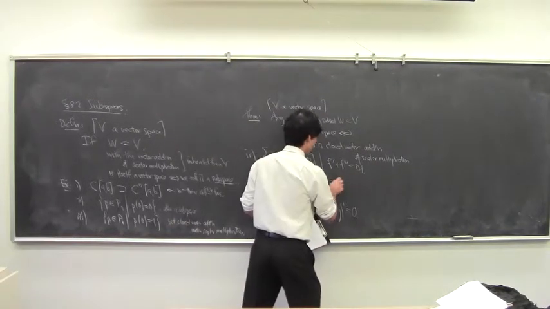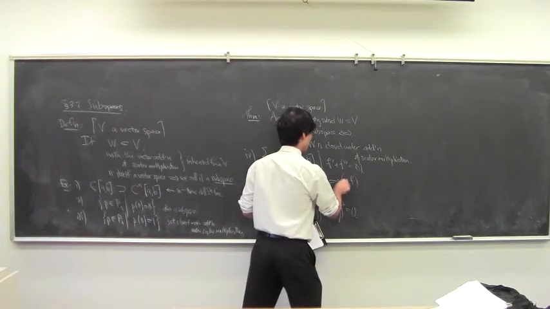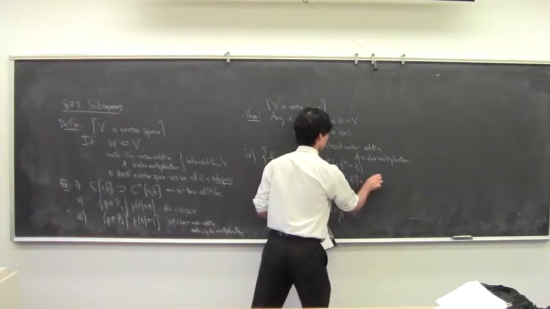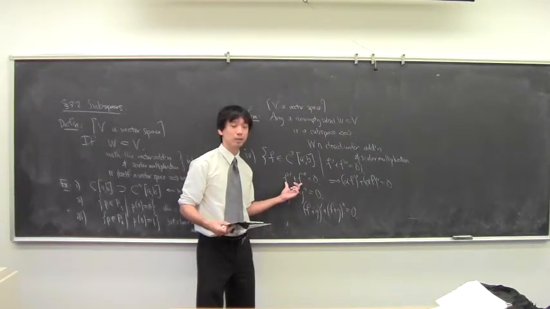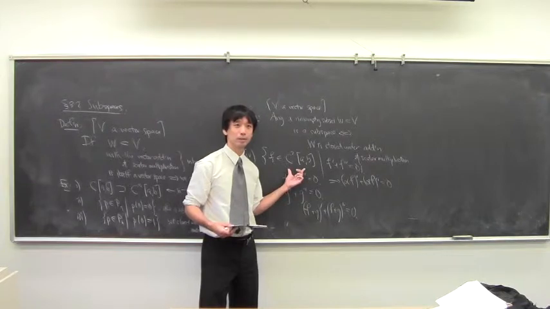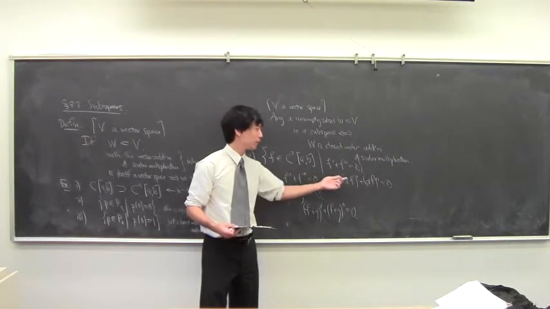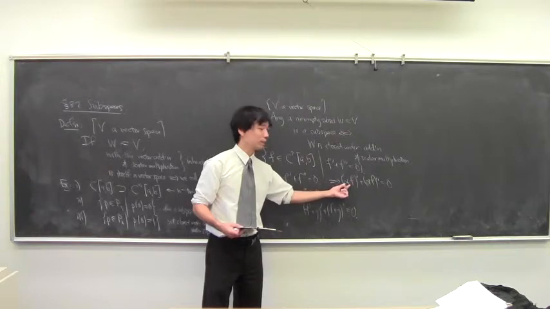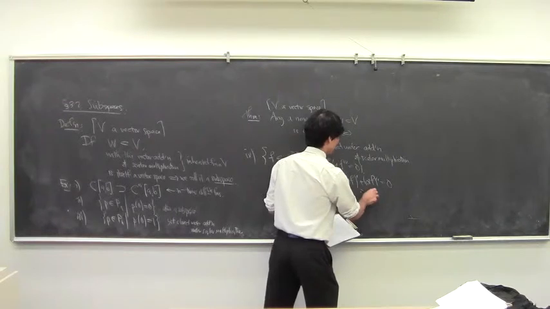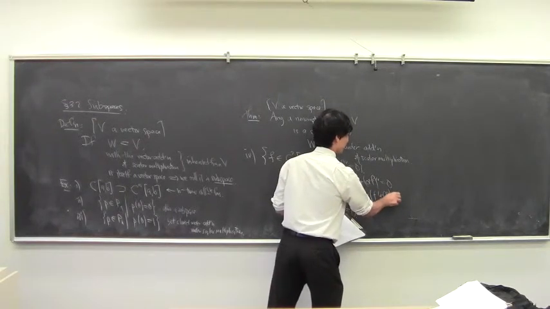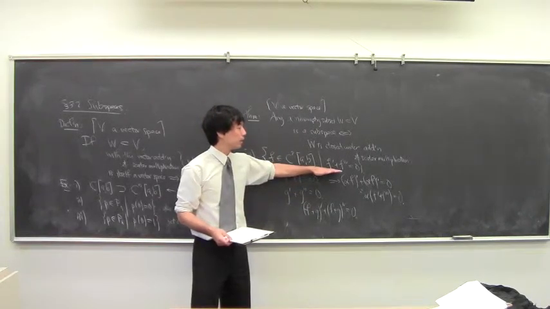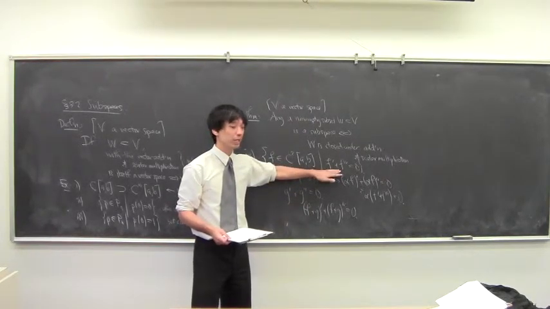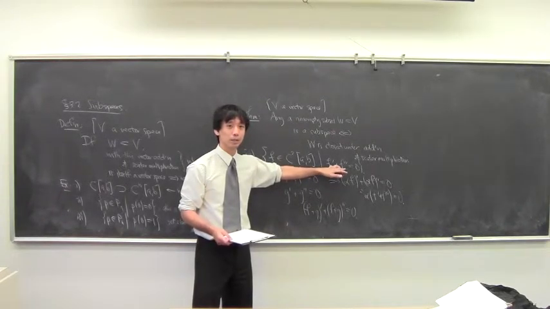Similarly, is it true that if you multiply the function by some scalar, it still stays within the space? Sure, right? If you take the derivative of alpha f, that's just going to be alpha times the derivative of f. So this will turn into alpha times 0, which is 0. Okay, so the solution set for this homogeneous differential equation is a subspace.